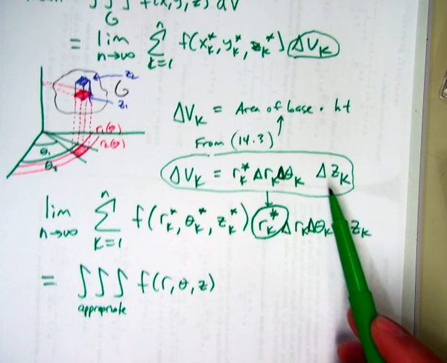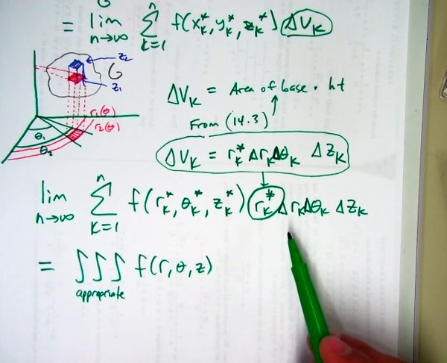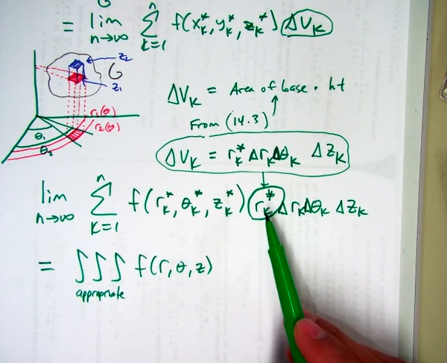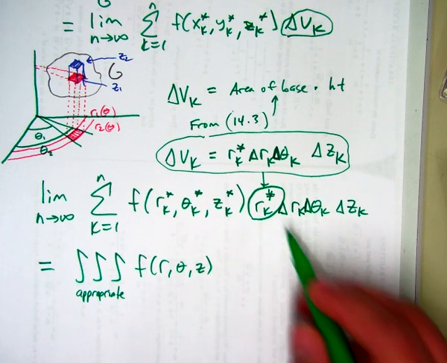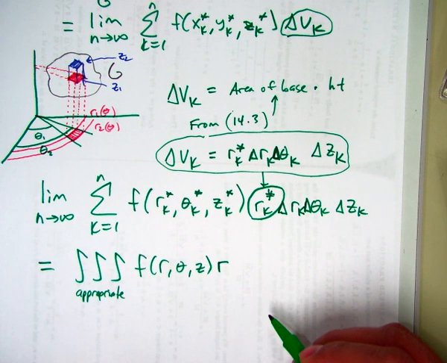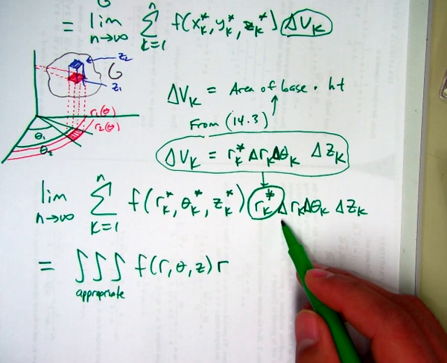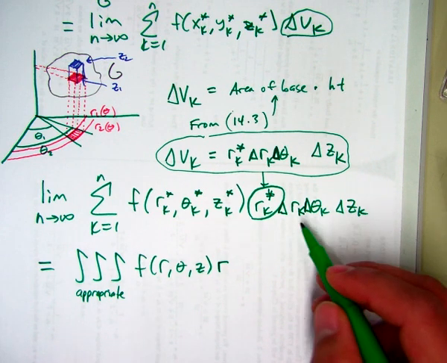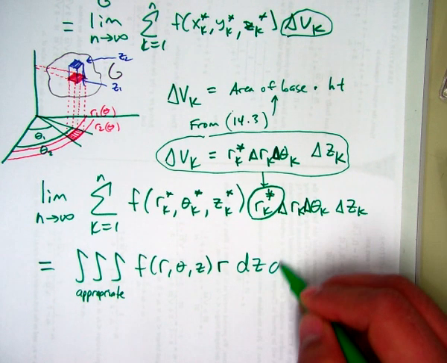And then by doing the Riemann sum, the r sub k stars become variables because those are arbitrary. Does that make sense? So this becomes just an r. And then this delta r sub k, delta theta sub k, delta z sub k, I'm going to write in a different order, but that becomes dz, dr, d theta.